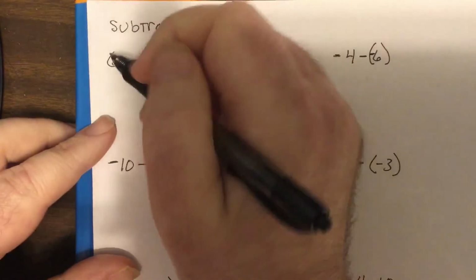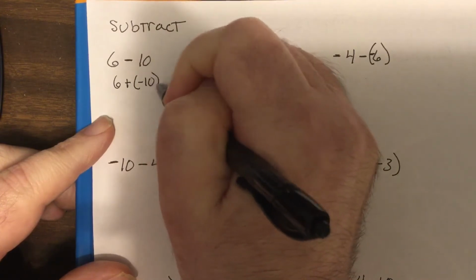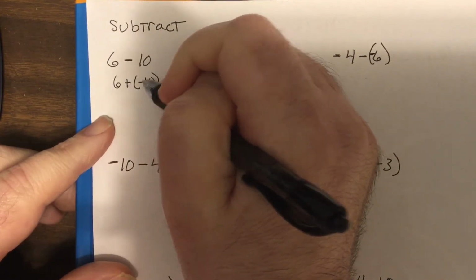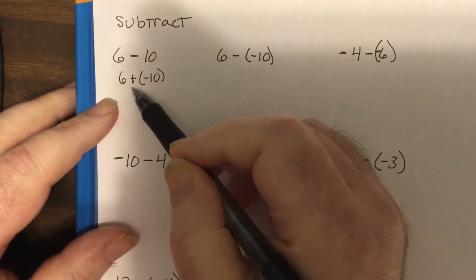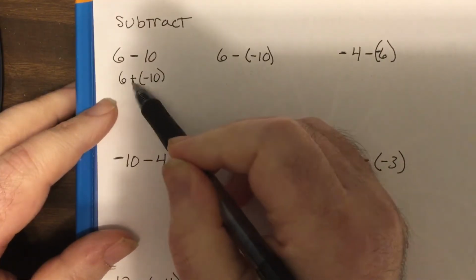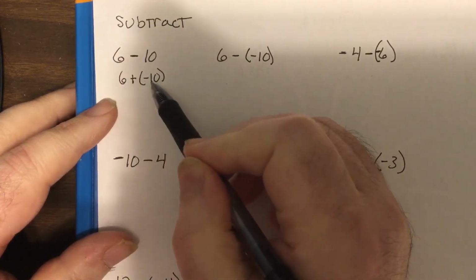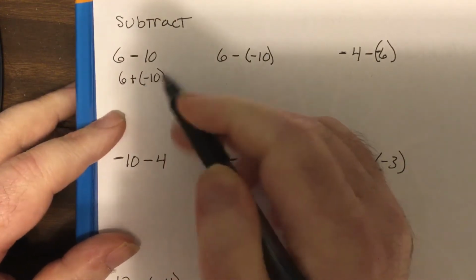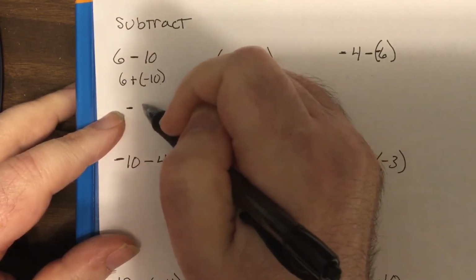So you could write it this way, add the opposite. Now normally they don't want you to do that, they want you to do it in your brain because they don't like extra symbols on the page. But 6 plus a negative 10, 10 is bigger, so the answer is negative. And then you just take 6 away from 10, which is 4.